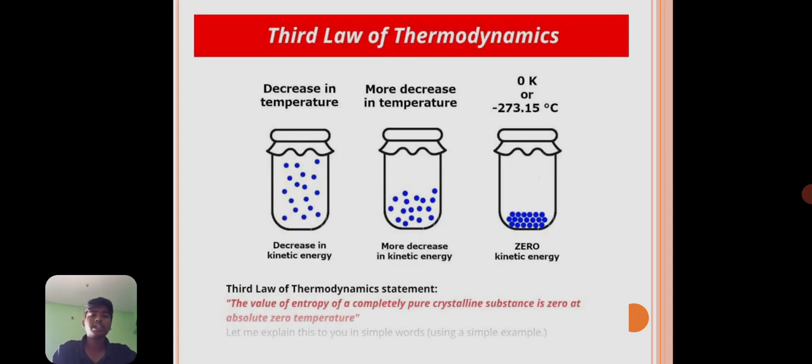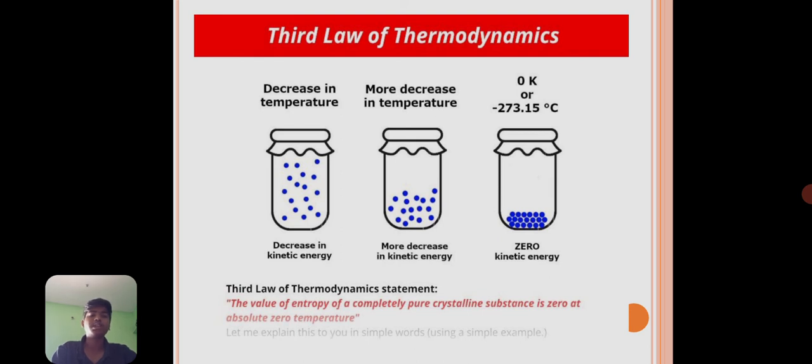Third law of thermodynamics, decrease in temperature. As you can see, decrease in kinetic energy. More decrease in temperature tends to more decrease in kinetic energy. 0 Kelvin or minus 273.15 degrees Celsius is nothing but zero entropy. That is, there is zero kinetic energy. Means there is no movement of the particles, molecules.